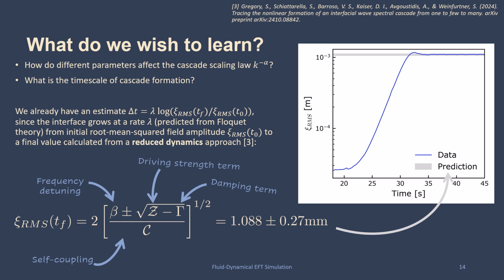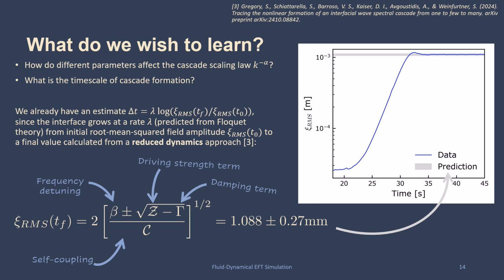And with this, we can very accurately predict the amplitude at which the primary mode saturates. This value predominantly depends on the driving strength and the quartic self-coupling constants of the primary mode, though there's also a contribution from the linear damping and the frequency detuning. Frequency detuning is the small mismatch between the dispersion frequency of a mode and the frequency at which it is being forced. So since we may also predict the growth rate of the primary mode from Floquet theory, we have a simple formula for the time that it takes for a system to reach the steady state from some initial amplitude.